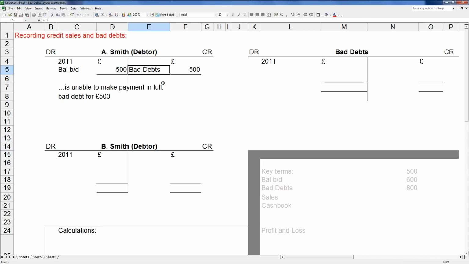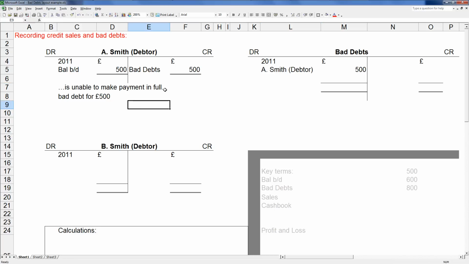So let's complete the double entry by debiting the bad debts account. That's £500. And where is the link? Where's the double entry to get to from here? Well, that's going to be the debtor account, so it'll be A Smith debtor. So that's a double entry we've just done. We've just debited bad debts and credited A Smith debtor, both by £500. That's a little example for a full bad debt.